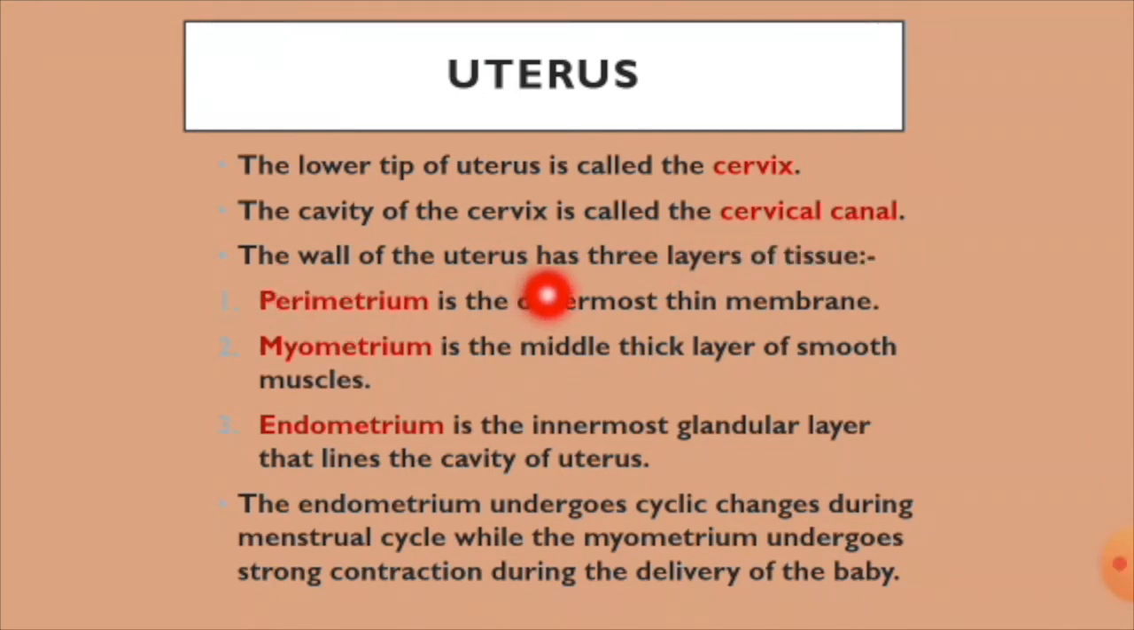The wall of the uterus has 3 layers of tissue. The first one, perimetrium, is the outermost thin membrane. The second, myometrium, is the middle thick layer of smooth muscles. Endometrium is the innermost glandular layer that lines the cavity of the uterus. The endometrium undergoes cyclic changes during the menstrual cycle, while the myometrium undergoes strong contraction during the delivery of the baby.